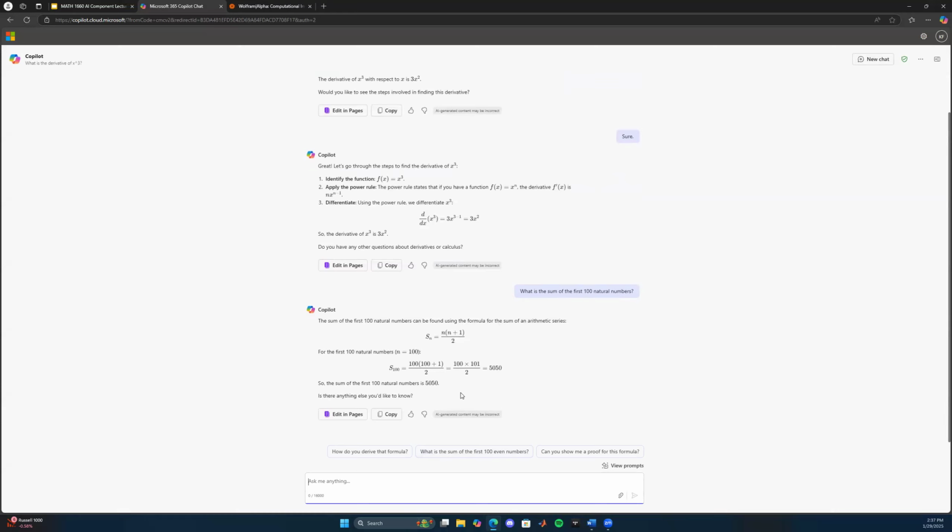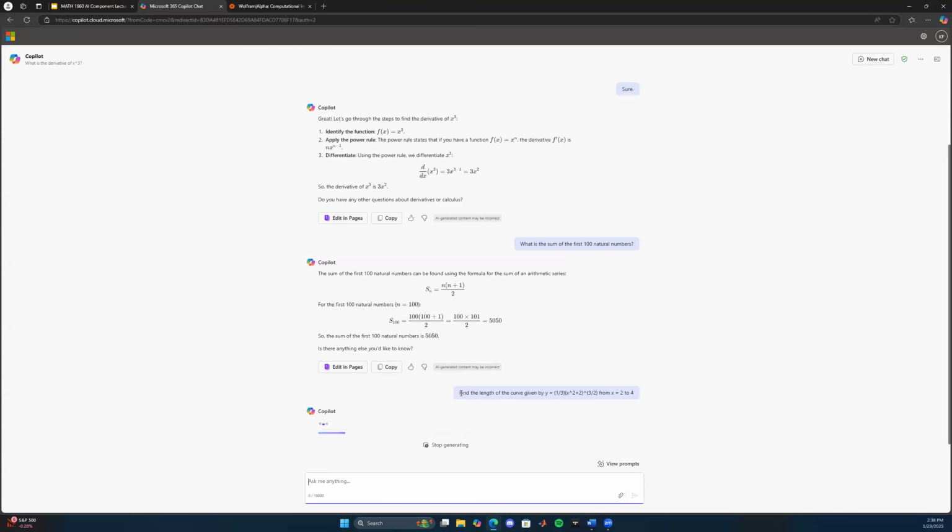In fact, I'm going to take a problem off of a previous exam. So let's type this in. Find the length of the curve given by y equals 1/3 (x squared plus 2) to the 3/2. And then we need some bounds on the interval. So let's say from x equals 2 to 4. Okay, so this one takes a little while. It has to think.